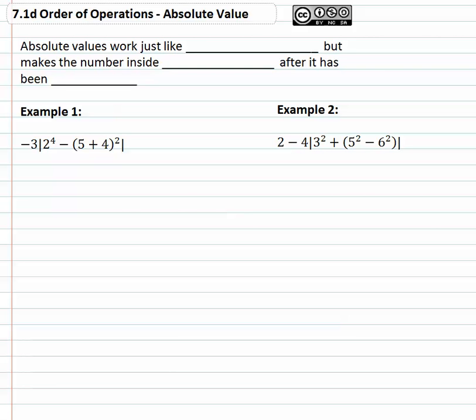Here we're going to take a look at a special type of parentheses that comes up in order of operations, and that is the absolute value. Now, absolute values work just like any other old parentheses, meaning we must simplify inside them before we do anything else. But as we do, the last step is that it will make the number inside positive after it has been completely simplified.